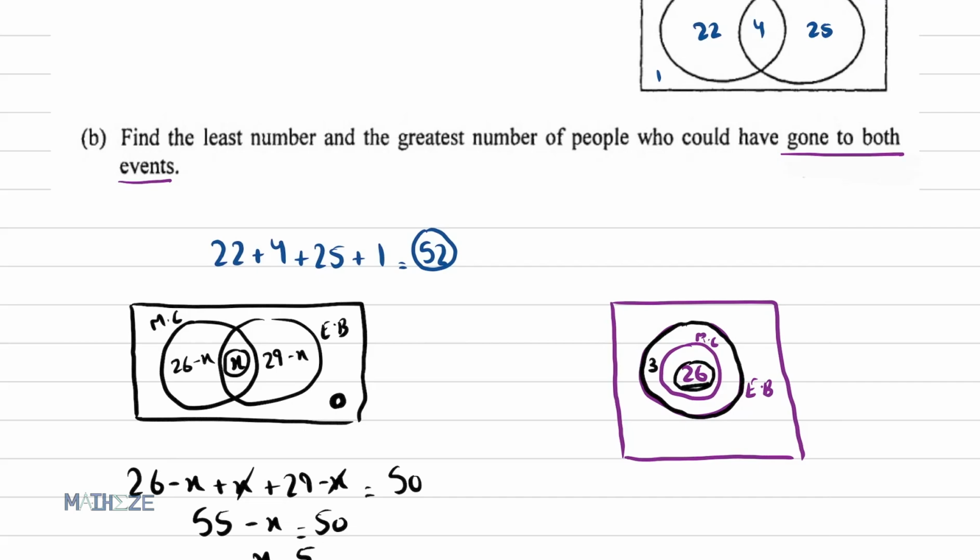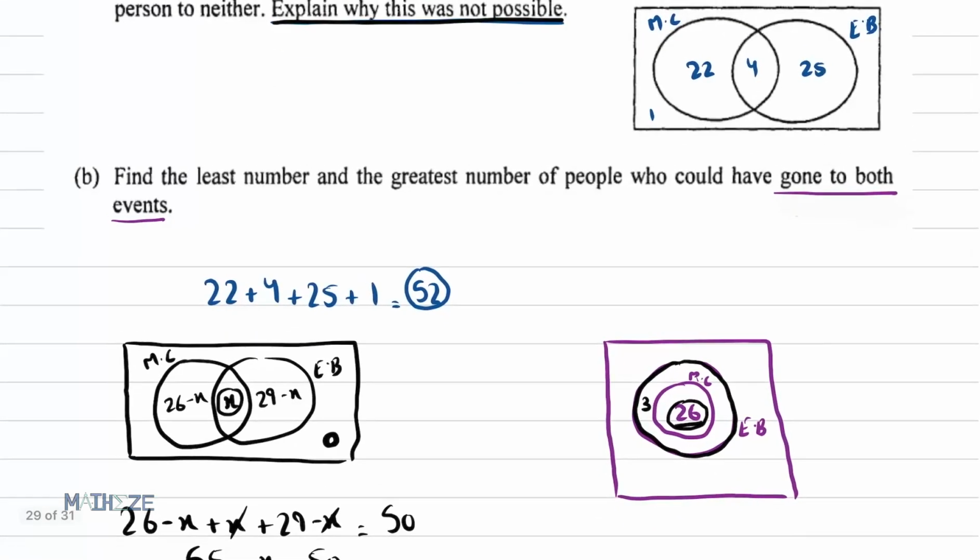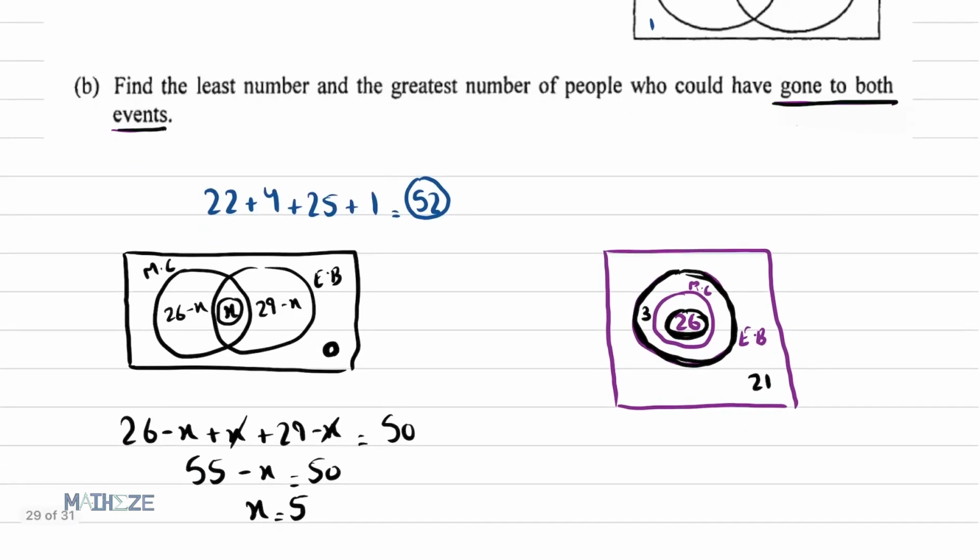Now, in the question, there were 50 people, out of which 29 are going on evening barbecue and 26 are going on morning cruise. How many are left? 50 minus 29 is 21. So now the question is asking you for the greatest value who could have gone to both events. So my answer will be this value, that's what?